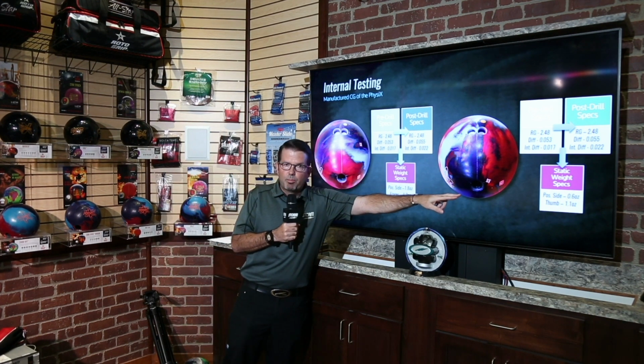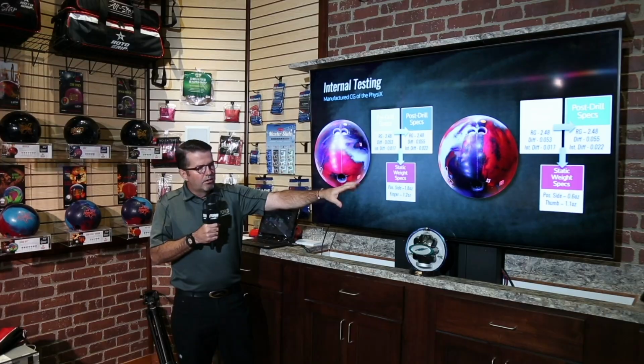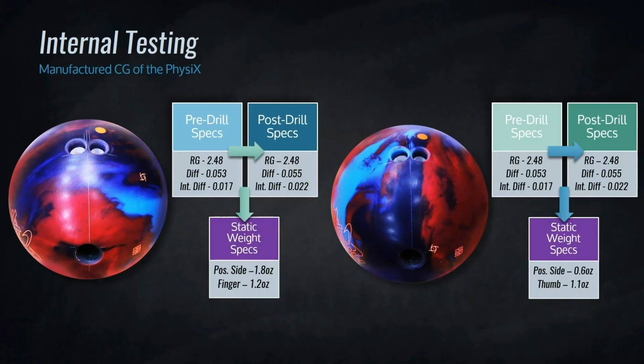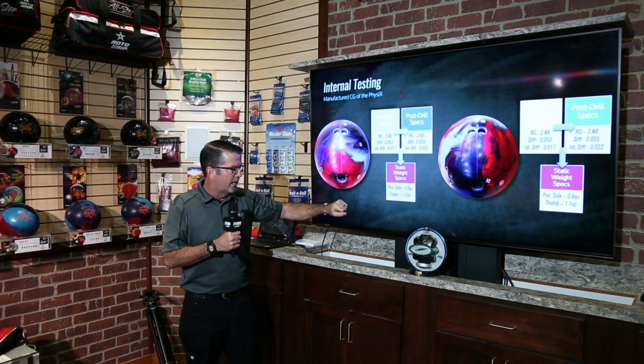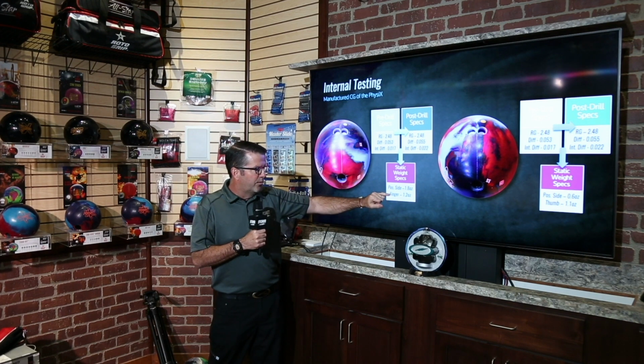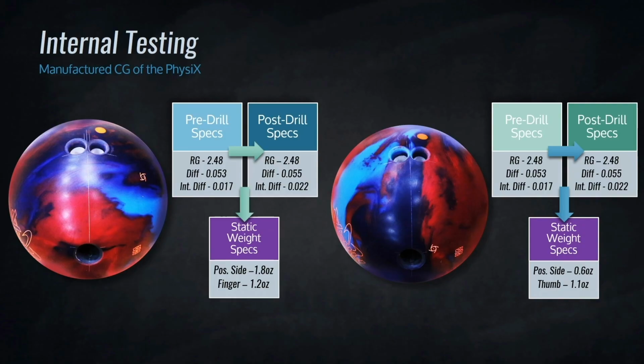But we do notice a difference in positive weight. So only a little over half an ounce of side weight. It's still about 1.1 ounces of thumb weight versus 1.2 ounces of finger. So we flip that finger and thumb weight between the two balls. So in statics, we do see a distinct difference, a little over an ounce more of positive side. But in reference, 1 ounce of finger weight to 1 ounce of thumb weight, so 2 total ounces difference in weight.